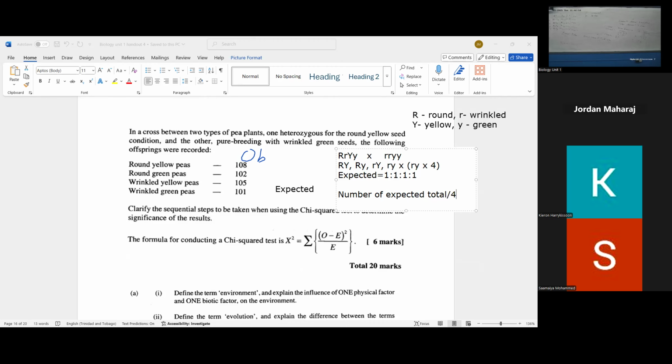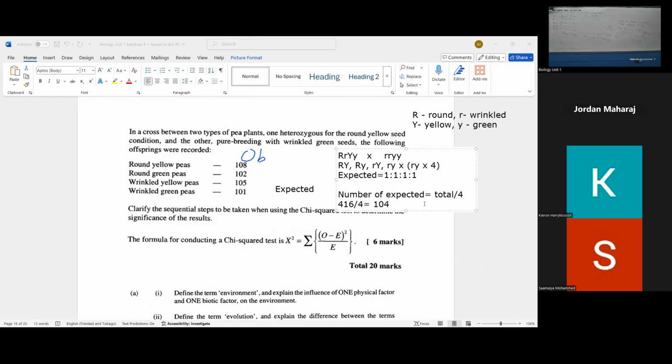4, right? So all we're doing is we add up the numbers in the ratios. 1 plus 1 plus 1 plus 1 is 4. In this case, we divide by n, which is 4. So the total number, we're adding up 108 plus 102 plus 105 plus 101. The total number is equal to 416. So we divide 416 by 4, and we get 104.